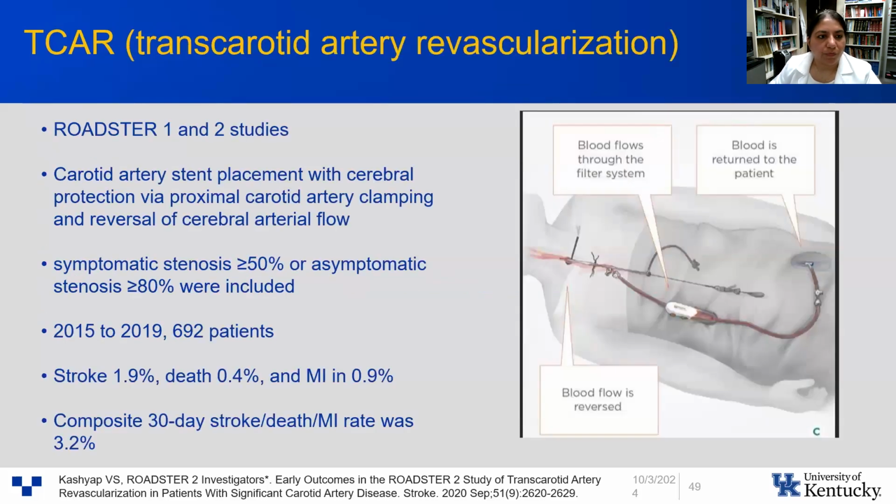A brief overview of TCAR. TCAR is a procedure which is supposed to combine the benefits of CEA as well as stenting. It's called transcarotid artery revascularization. And in this particular diagram, you can see that while the surgeon is trying to place the stent in the carotid artery across the stenosis, the device has an attachment which is going to cause reversal of flow from the carotid artery. And this blood is going to flow through this filter, which is going to remove any plaques or debris which have dislodged while performing angioplasty. And then this blood is returned into the femoral vein, and then it goes back into the circulation.